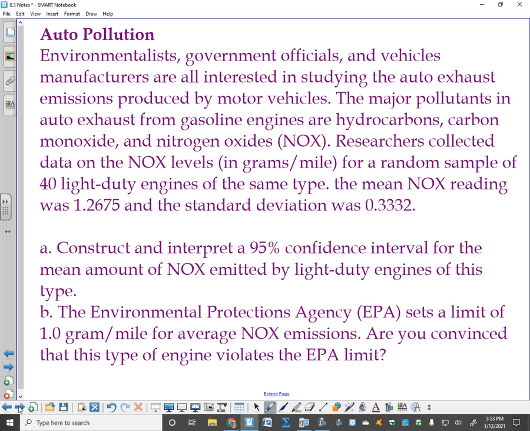Part A, construct and interpret a 95% confidence interval for the mean amount of NOx emitted by all light-duty engines of this type. So I have sample information. It's asking me to find mothership information. And Part B, the EPA sets a limit of 1 gram per mile for average NOx emissions. Are you convinced that this type of engine violates the EPA limit? So it looks like I'm going to be getting a confidence interval, and I'm looking to see if 1 gram per mile is in that interval. Okay, so here we go.